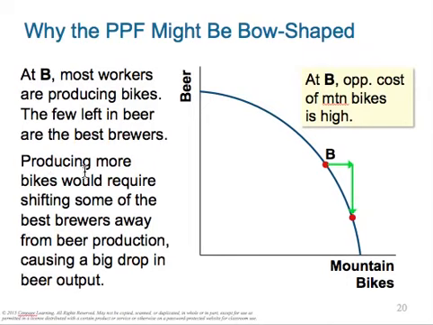Now at point B, the opportunity cost of mountain bikes is high. So you see this big drop off here. That's a considerable change from producing this many mountain bikes to producing that many mountain bikes. At point B, most workers are producing bikes. You have more producing bikes than you do beer. The few left in beer are the best brewers. They're the ones that can really turn out some good beer. Producing more bikes would require shifting some of the best brewers away from beer production, which doesn't make sense, and causing a big drop in beer output. So this is how you represent that in a production possibilities frontier.